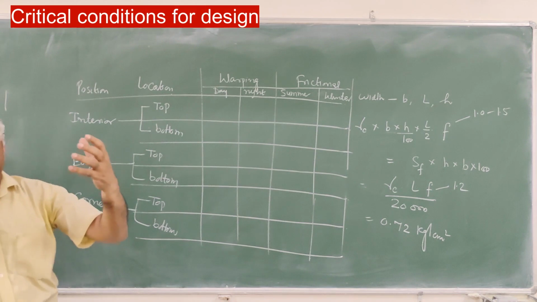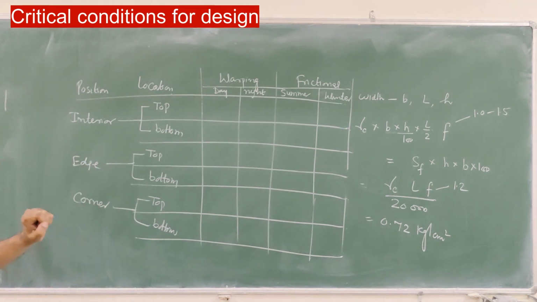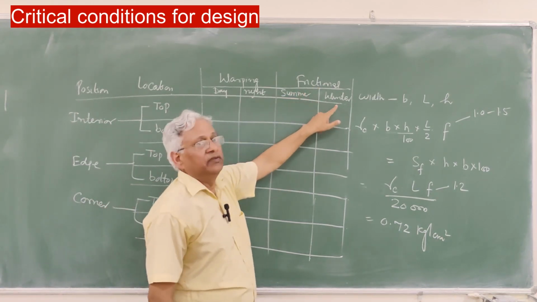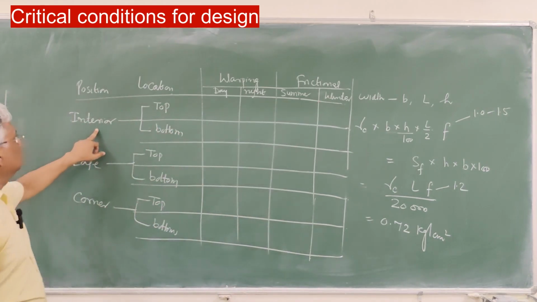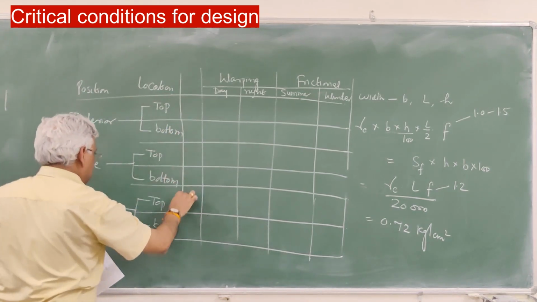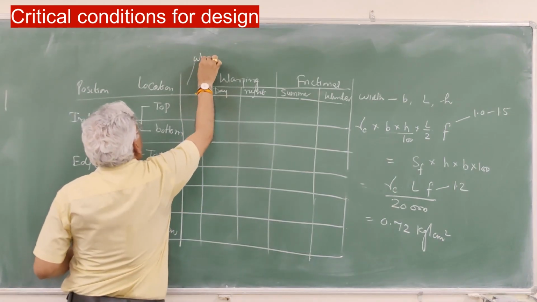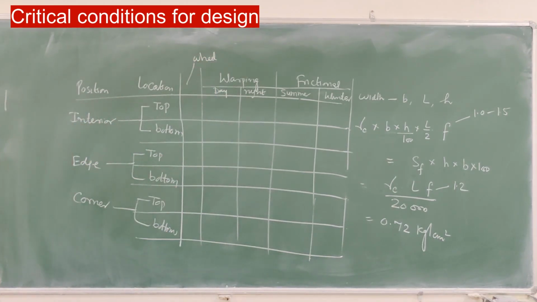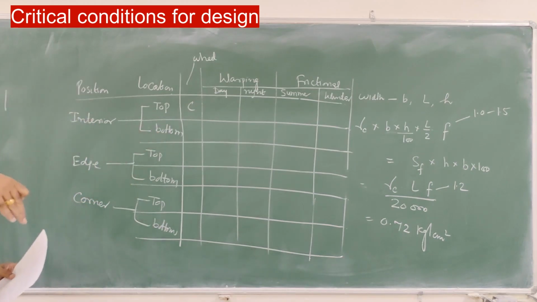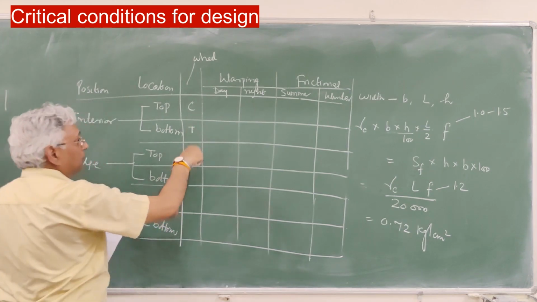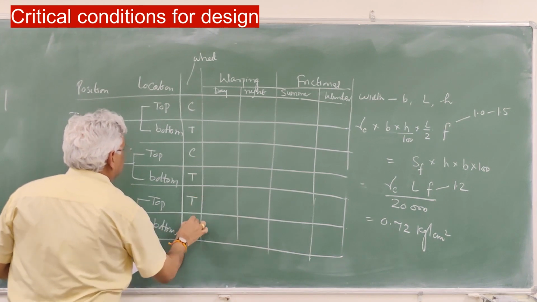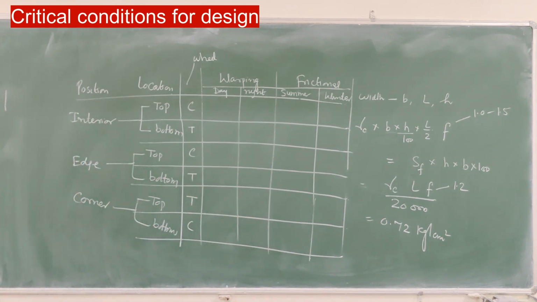What is the kind of stress developed in the concrete pavement because of warping during daytime, nighttime, and frictional force during summer and winter? So for interior loading, you can add one more column here for wheel load. For this, you get compression at top because of wheel and tension at the bottom. This I explained to you in my last session. So this is compression tension and this is tension and compression at the corner.